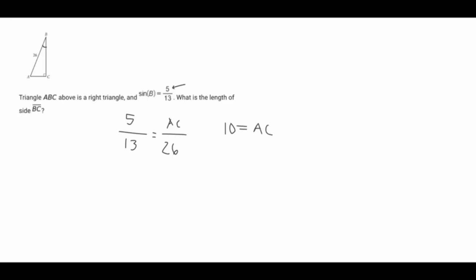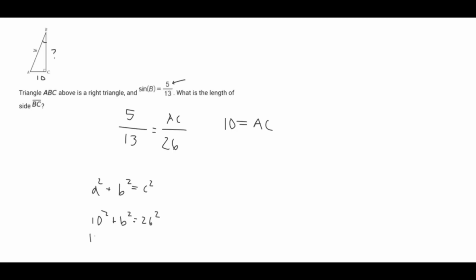So there we go. We know that AC is 10, and now we want to find the side length of BC. We don't know what BC is, but guess what? It's a right triangle, and so we can use the Pythagorean theorem. The Pythagorean theorem is A squared plus B squared equals C squared, right? It doesn't really matter, I'll call AC the A value. So we have 10 squared plus B squared equals 26 squared.